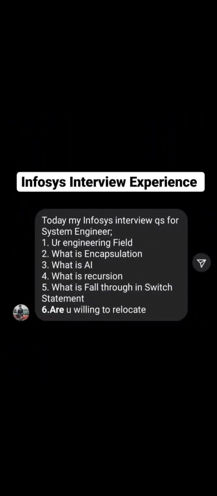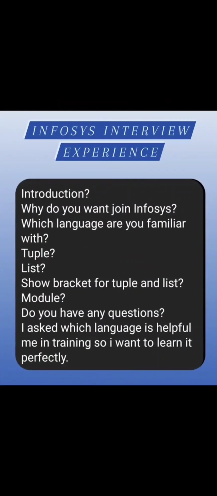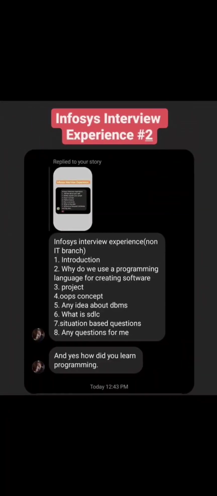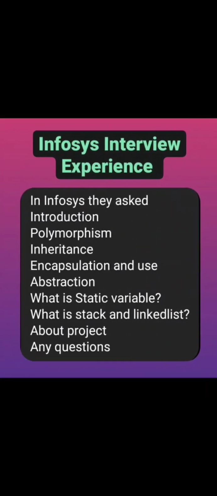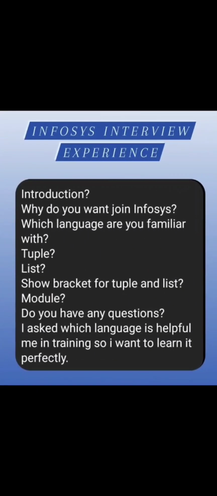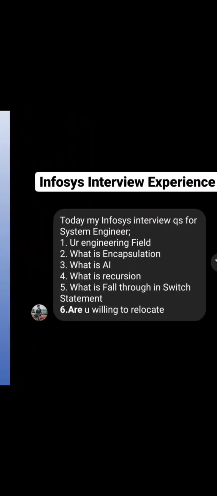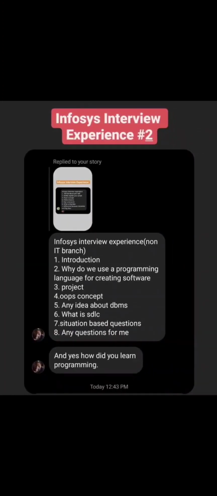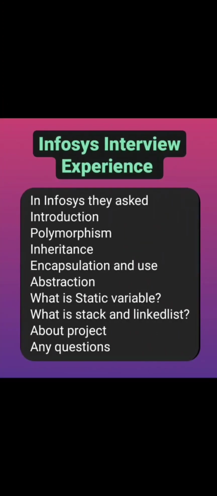So in all these interviews you can see that the interview starts from the self introduction. Then they will ask some basic questions from C language, C++, Java, Python, OOPS concepts, and then they ask one or two questions from the HR round, some scenario based questions. So the Infosys interview is very easy to crack. It is not that tough, so prepare well for Infosys.